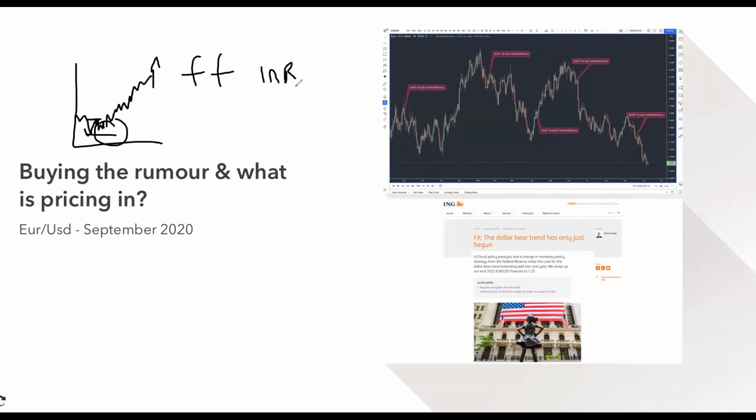Yeah, exactly. It's already been priced in. What has been known about it has been priced in. The price was down here. They're pricing in that hike. So by a week or two before, it's already priced in.